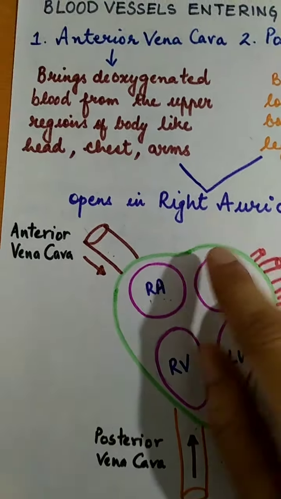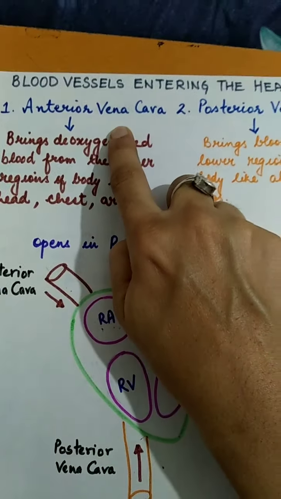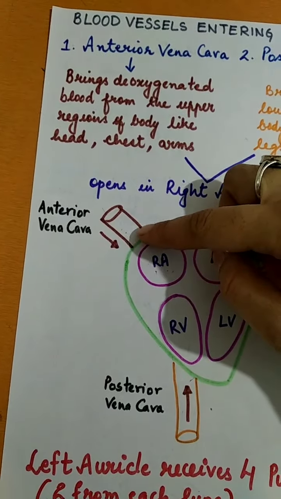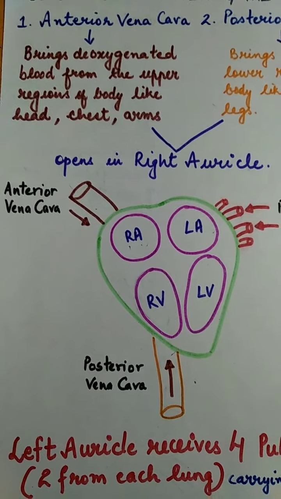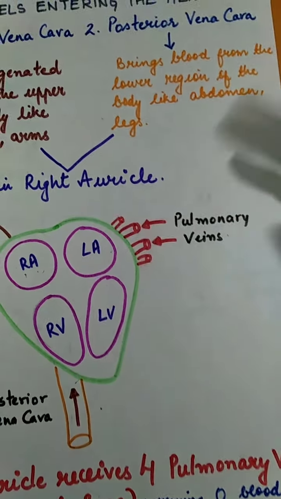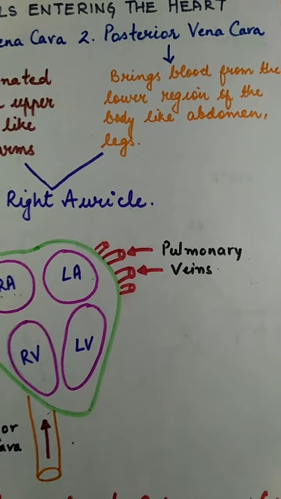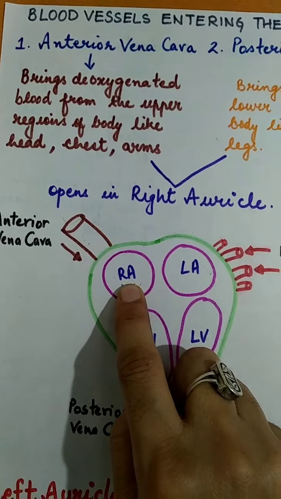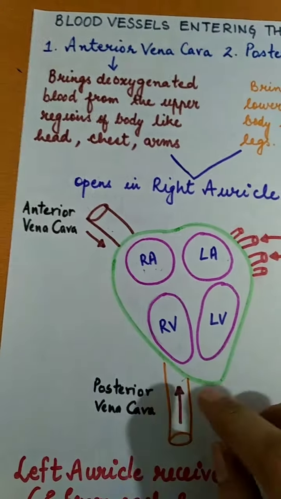Well, when we talk about the right auricle, it receives two blood vessels, anterior vena cava and posterior vena cava. What do they bring with them? Anterior vena cava brings deoxygenated blood from the upper regions of the body, like our head, chest and arms. Whereas the posterior vena cava brings the same deoxygenated blood from the lower regions of the body, like the abdomen and our legs. So these two vena cavas enter and open up into the right auricle. What they are bringing, do not forget, they are bringing the deoxygenated blood.